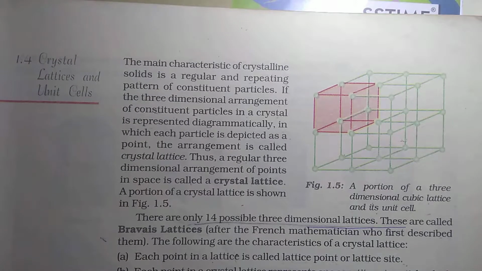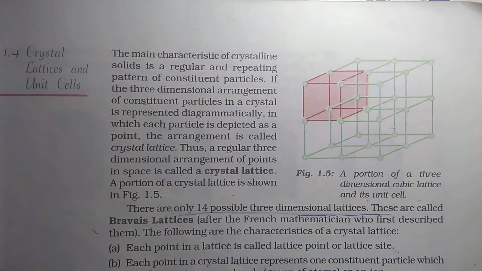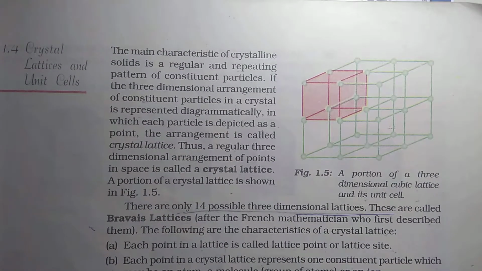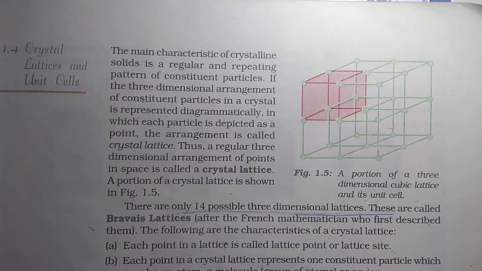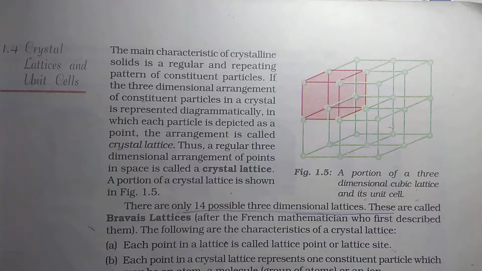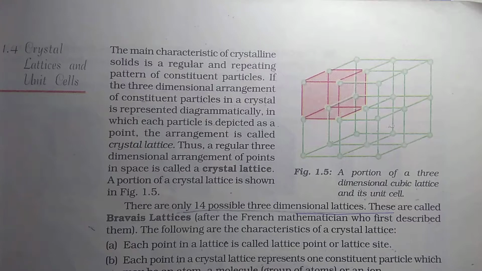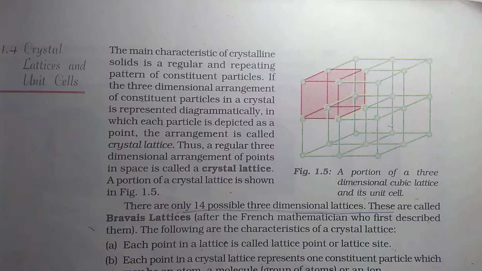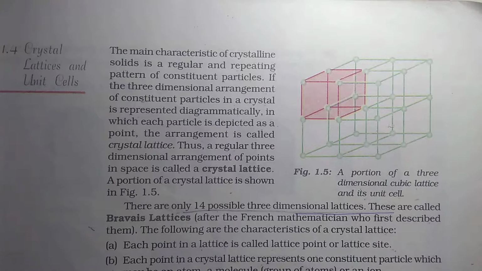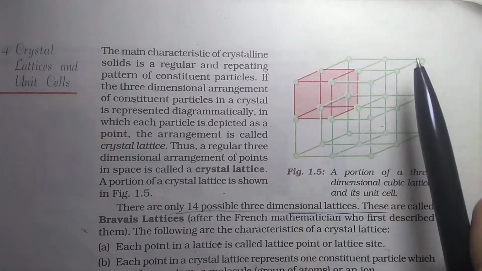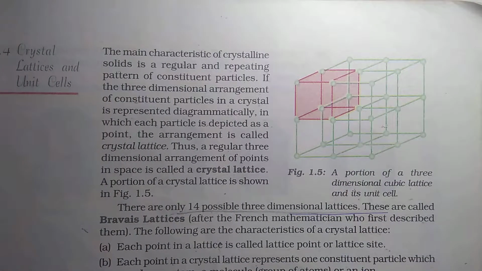Today we are going to see crystal lattice and the various types of unit cells. Now, what is meant by a crystal lattice? It is the repeating pattern of constituent particles which gives rise to a three-dimensional arrangement, called a crystal lattice, right? If the three-dimensional arrangement of constituent particles in a crystal is represented diagrammatically, this is what you will get, in which each particle is depicted as a point.